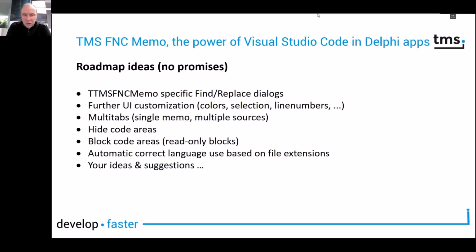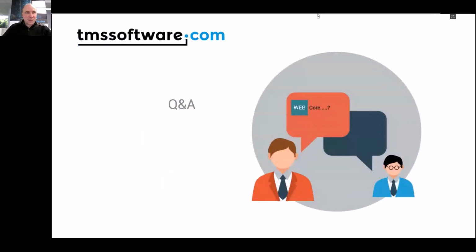And of course, as always, we are listening to all your inputs. So let us know via the support center or via email. We are listening. We are very curious to hear what kind of things you want to see coming up in next versions of the TMS FNC memo. And that brings us to the last part, questions and answers. So if there are users who have questions, then now is the time to address these.